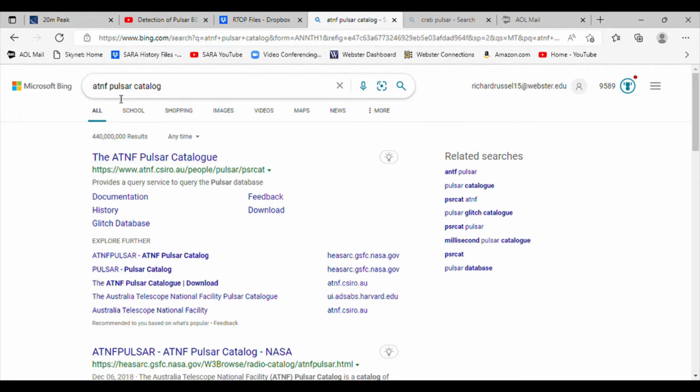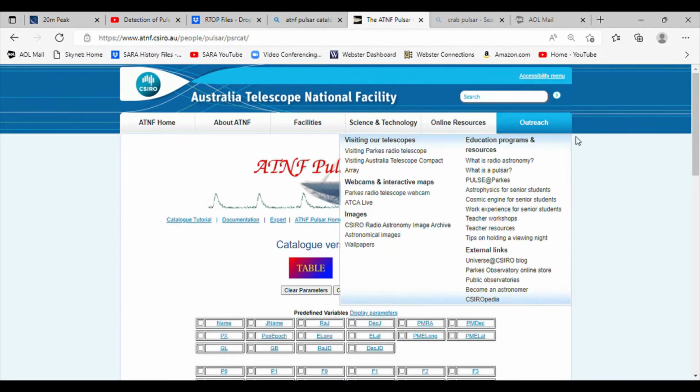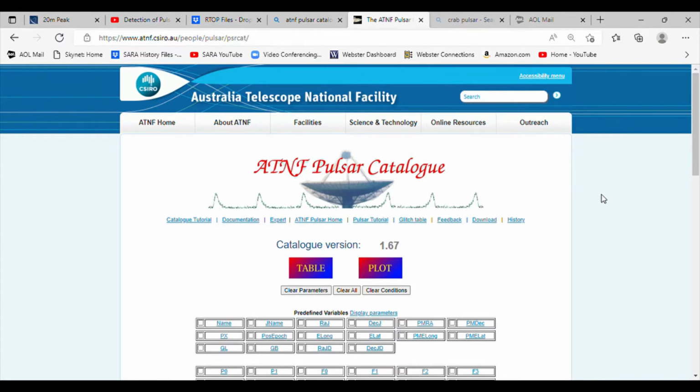Put in ATNF Pulsar catalog. You'll get this. Click that. You'll go to the Australian Telescope National Facility, which holds the master pulsar catalog.